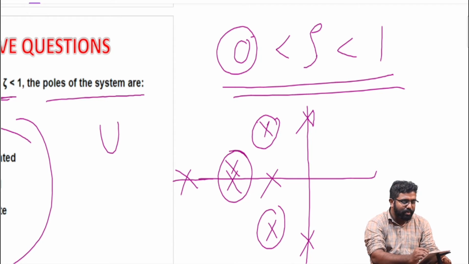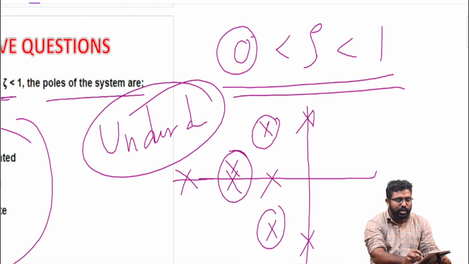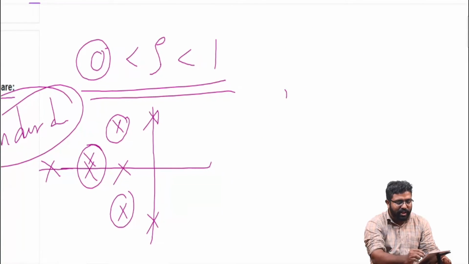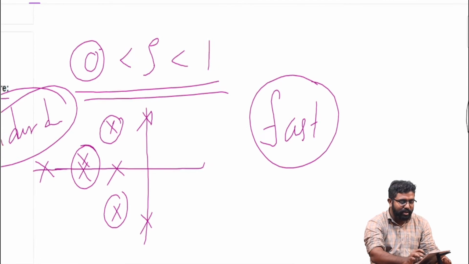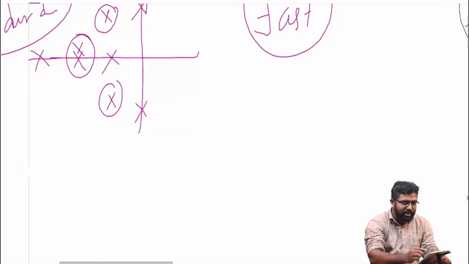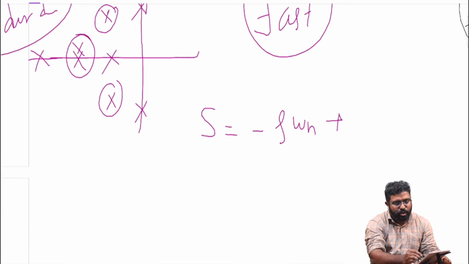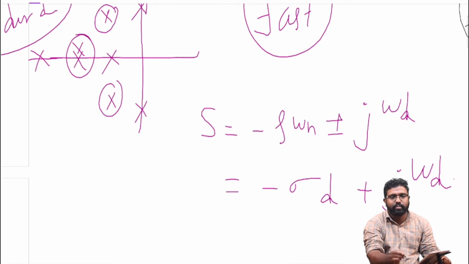It is an underdamped system. If you control theta to a perfect value, it is a fast system compared to others, with the complex conjugate behavior. Its poles are represented as minus theta omega n plus or minus j omega d, or otherwise minus sigma d plus or minus j omega d.